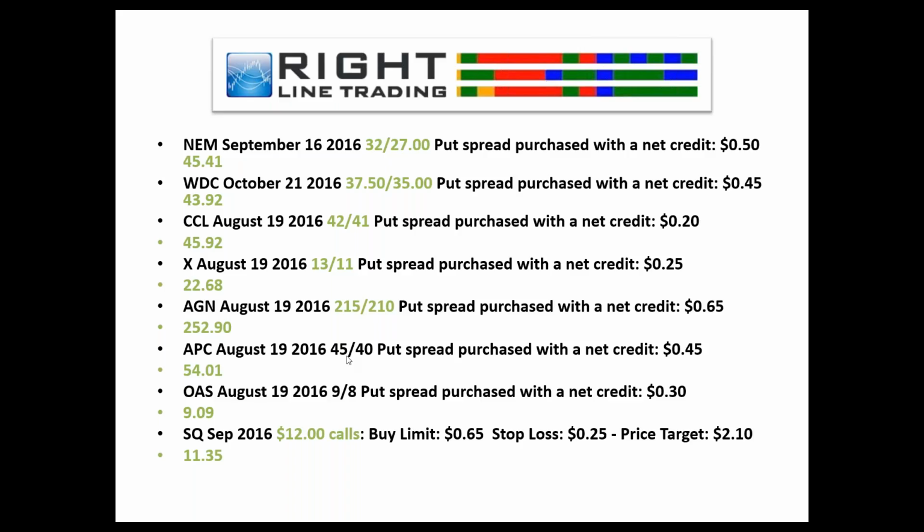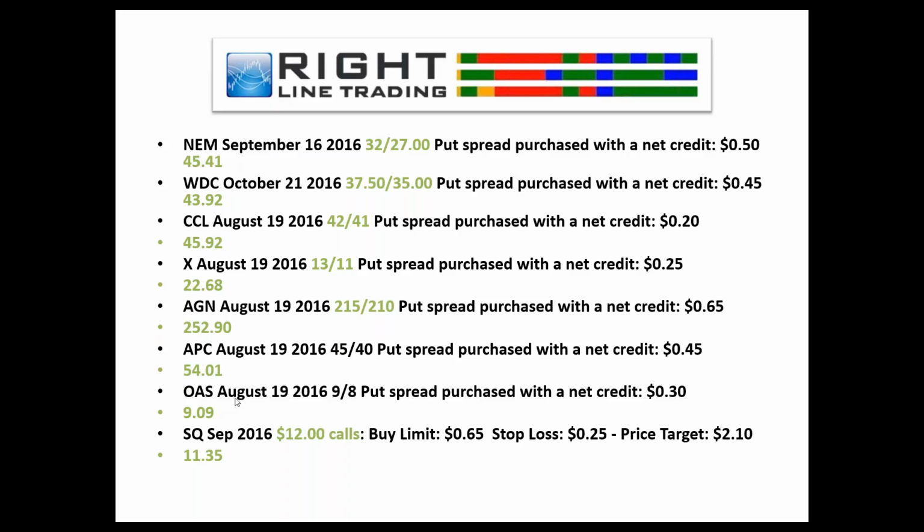Apache, 45.40, $45 net per spread. Has to close above 50. Has to close above 45. It's trading at 54.01. These are almost all locks on 100% of our maximum potential net credit.